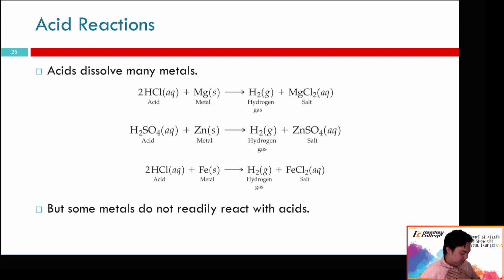So acids dissolve many metals. And these mostly react to form hydrogen gas and then a metal salt. So we have something like HCl with magnesium to form magnesium chloride, zinc and sulfuric acid to form zinc sulfate, and HCl, hydrochloric acid, and iron to form iron chloride. There are some metals that do not react readily with acids, however.